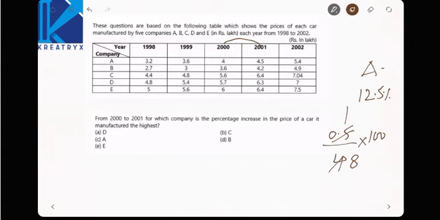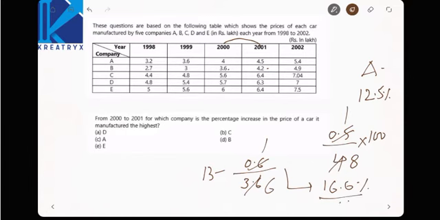Now observe for B, 3.6 is the initial value, the final value is 4.2. Now the difference between them is what? 0.6 by 3.6 for B, that is nothing but 1 by 6. 1 by 6 is equal to how much? 1 by 6 is nothing but 16.6 percentage. Now you must be very fast in average calculations.